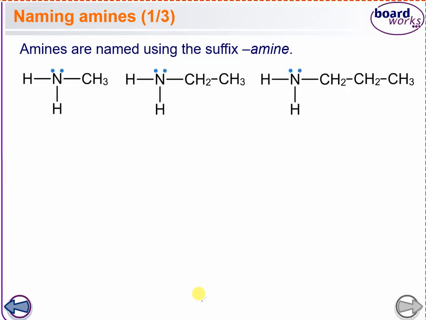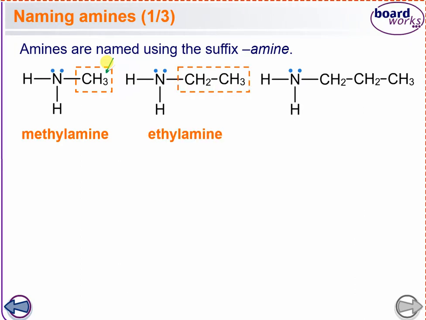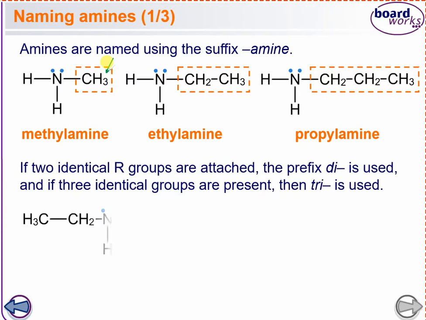So here are some examples. In the first one, we've got a methyl group attached, so this becomes a methylamine. In the next one, we've got an ethyl group attached, ethylamine. And in our third example, we have a propyl group, so we have a propylamine.